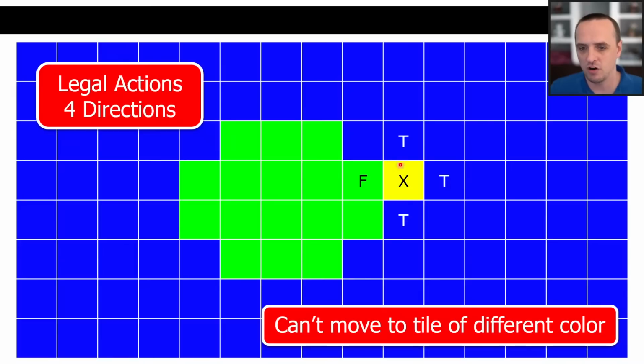So here are the legal actions for this agent at this location within our environment. You can move up because it's still blue. You can move right because it's still blue. You can move down because it's still blue, but you can't move left because that would be moving from a blue location to a green location.